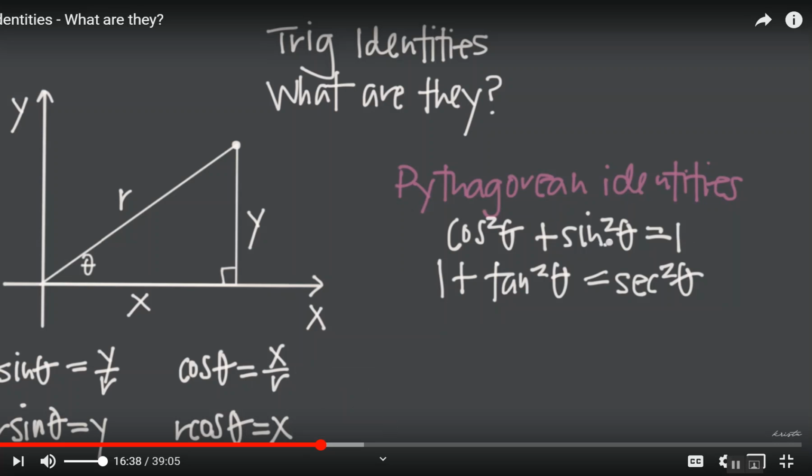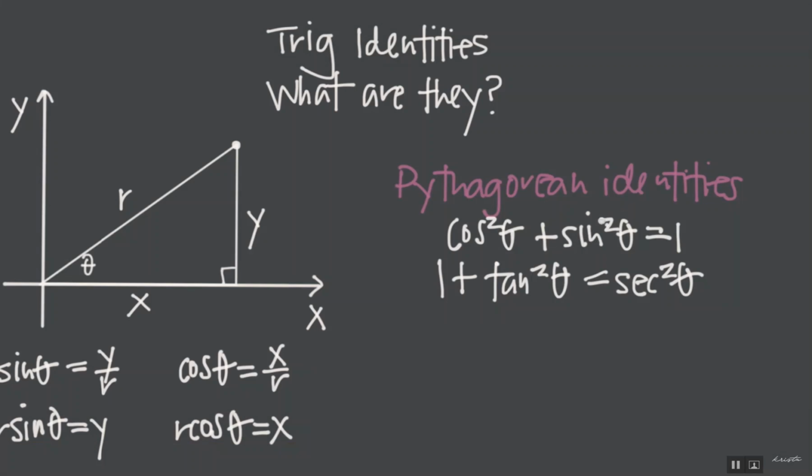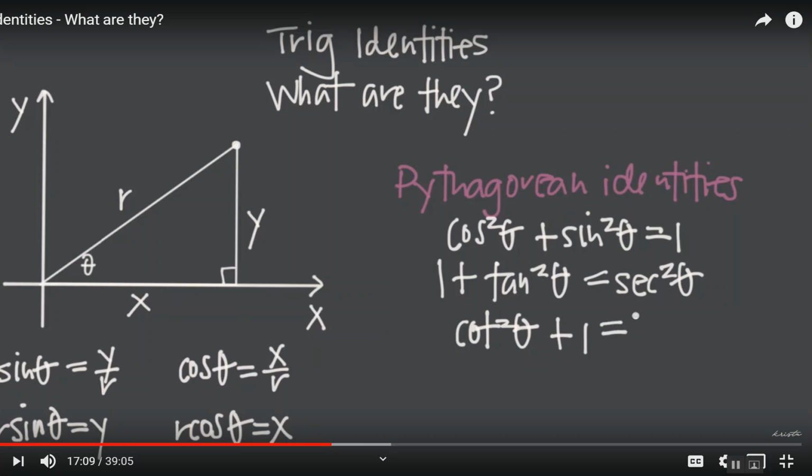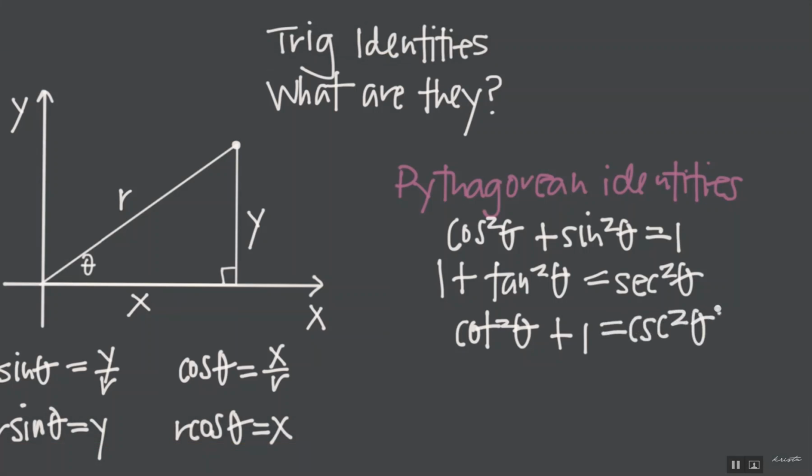Divide through this first equation by the other trig function, sine squared. So if we divide this through by sine squared, we'll get cosine squared over sine squared. Well, cosine over sine, remember from the quotient identity, is cotangent. So we'll get cotangent squared theta. Sine squared divided by sine squared is 1. And then 1 divided by sine squared, remember from the reciprocal identity, is cosecant squared. So cosecant squared of theta.